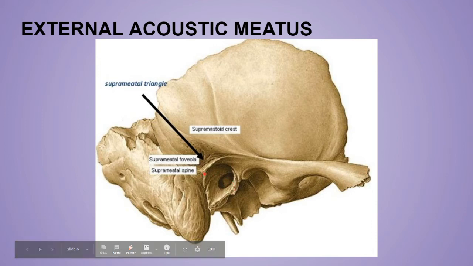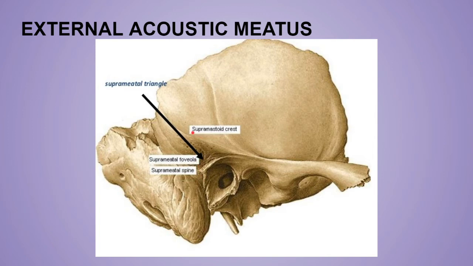Above this we will have the suprameatal triangle. This is the suprameatal triangle, close view. Okay, this is the suprameatal triangle, and over here somewhere will be your supramastoid crest. Over here somewhere, the inferior temporal line will continue and end at the posterior root. Now over here we also have one spine, known as the suprameatal spine.